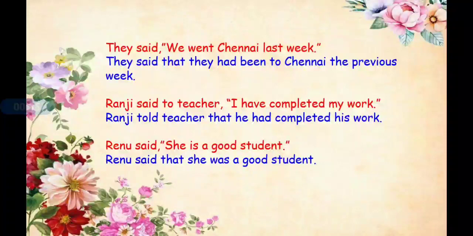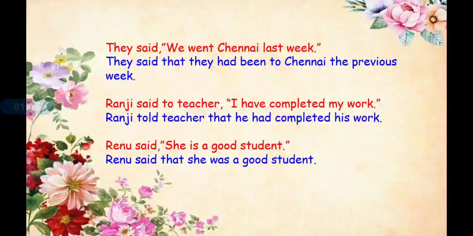Ranji said to the teacher, I have completed my work. What is the reporting verb here? Said. And I have completed my work is the sentence inside the quotation marks, which is in present perfect tense. And it would become past perfect tense. That means had completed. Ranji told the teacher that he had completed his work.